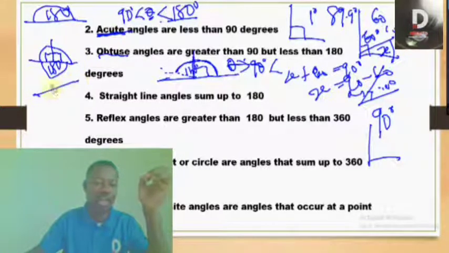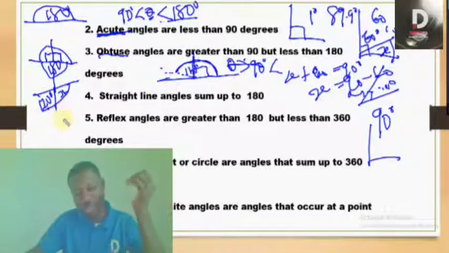So if I have a straight line and it's divided into two like this, if this is 120 degrees, what am I expecting the other side to be? x plus 120 must give you 180. You solve it, your x will come. Therefore, it will be 60 degrees, right?